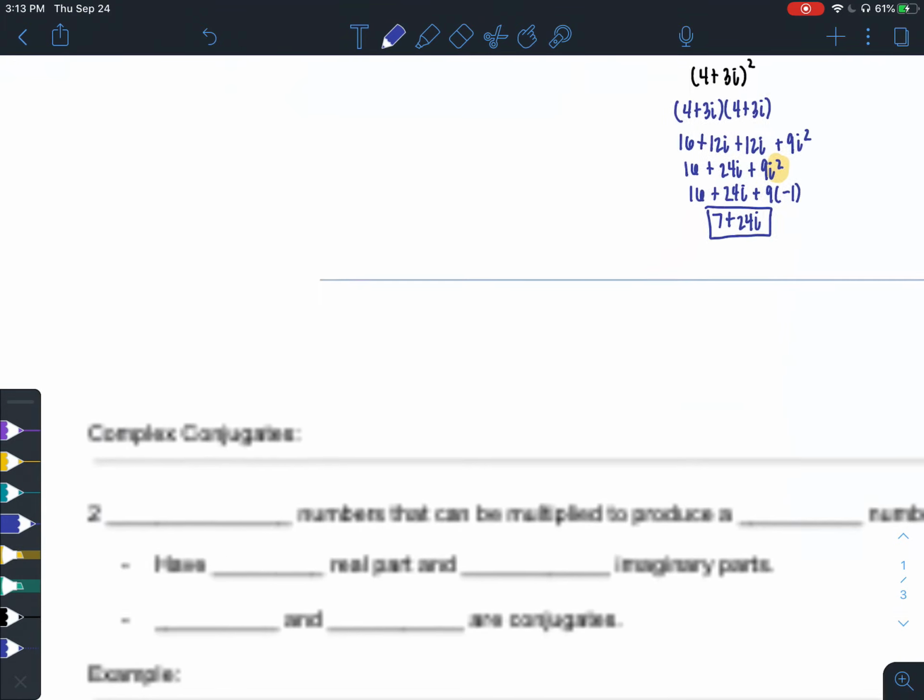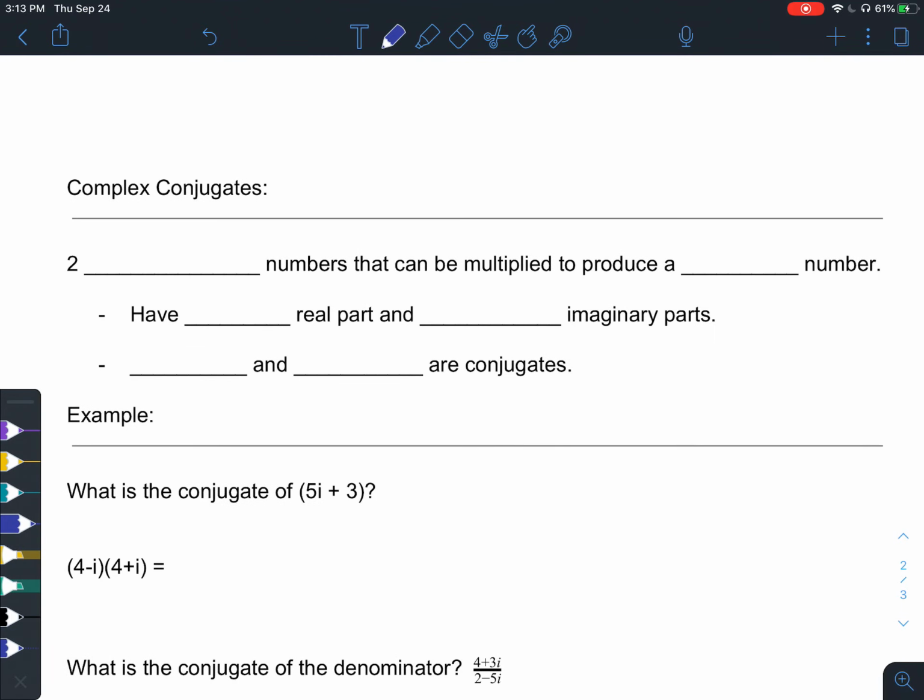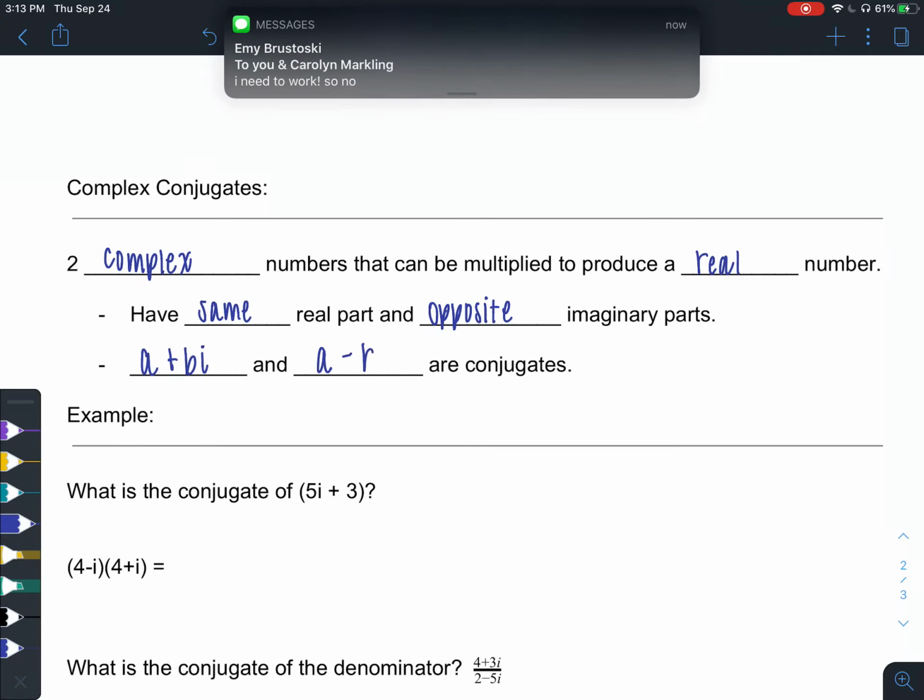All right, moving on here, we're going to talk about complex conjugates. So two complex numbers that can be multiplied to produce a real number are complex conjugates. They are going to have the same real part, and they're going to have opposite imaginary parts. So, for instance, if we had a plus bi, a would stay the same, and then bi would be negative.